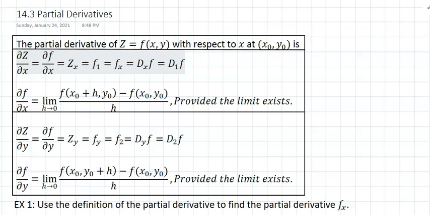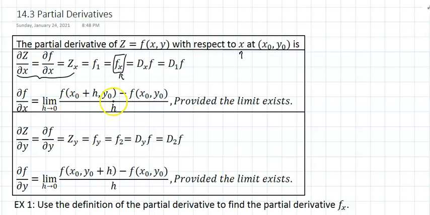14.3 talks about partial derivatives, something new we're going to be playing with. The partial derivative of a function z equals f of x, y with respect to x at a point (x sub 0, y sub 0) would be written in so many different forms depending on which class you're taking. The three most used are really those, and this is the star. That's normally what we write.